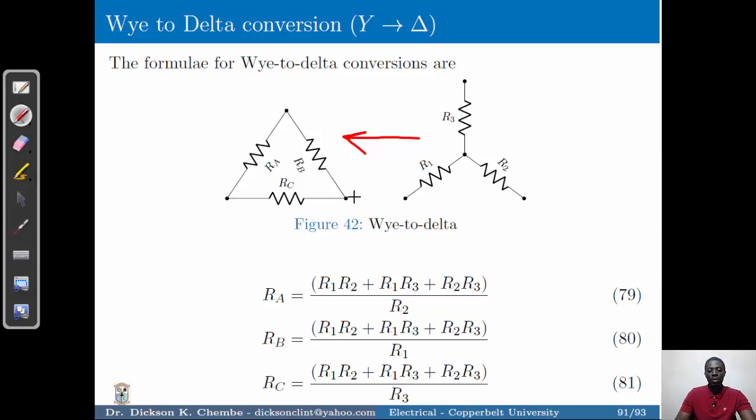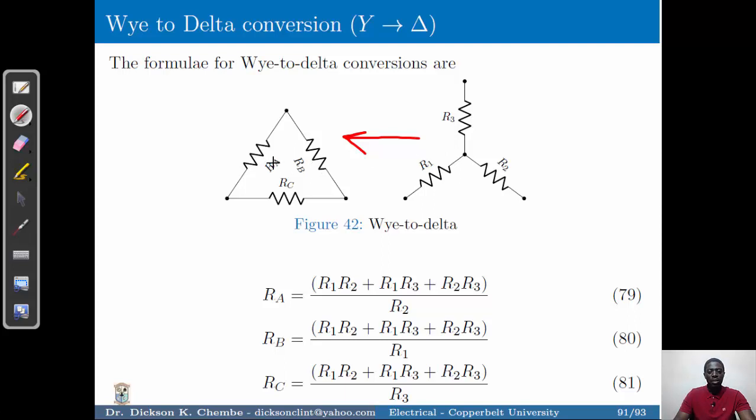In this case, what we have, which is not changing, is the numerator. So the numerator stays the same. You notice for every solution, the numerator stays the same. So let's start by looking at, for instance, how we are obtaining RA.